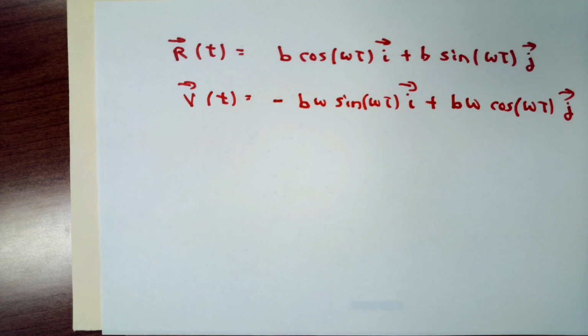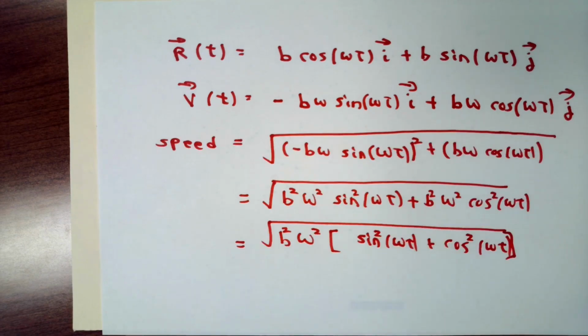Using the chain rule, it's easy enough to get an expression for the velocity vector. I want to calculate the speed also, which is the magnitude of the v vector. Doing a little bit of algebra, this is going to simplify nicely for me. Sine squared omega t plus cosine squared omega t is 1, no matter what t is. Also, b and omega were taken to be positive constants, so the square root of b squared omega squared is just b times omega.